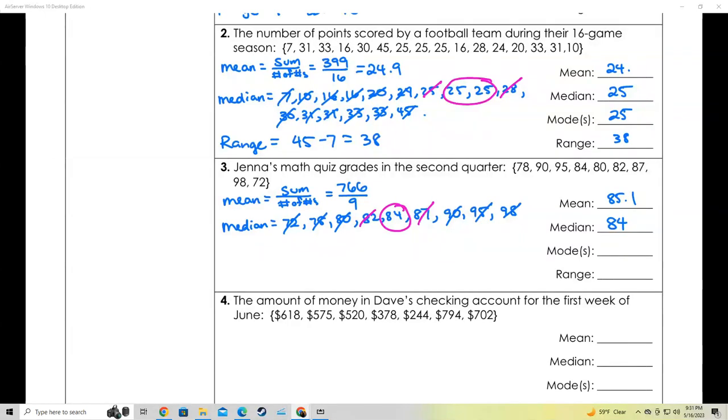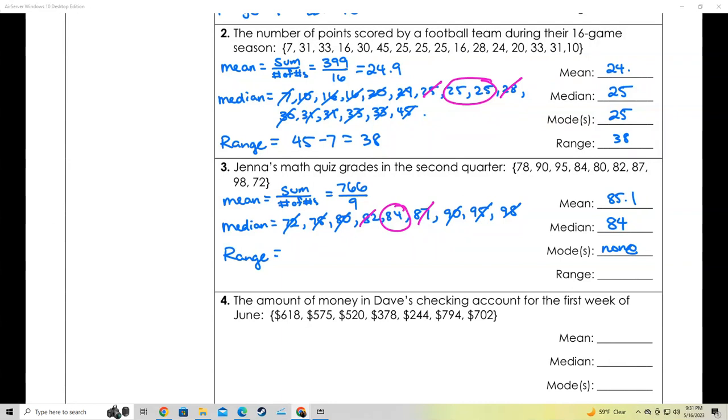So if that's the case, then we say that there is no mode. So I'm going to write the word none. Wow, that was a horrible writing. Sorry, it's late. And then the range, we're just going to take our highest number and subtract our lowest number.